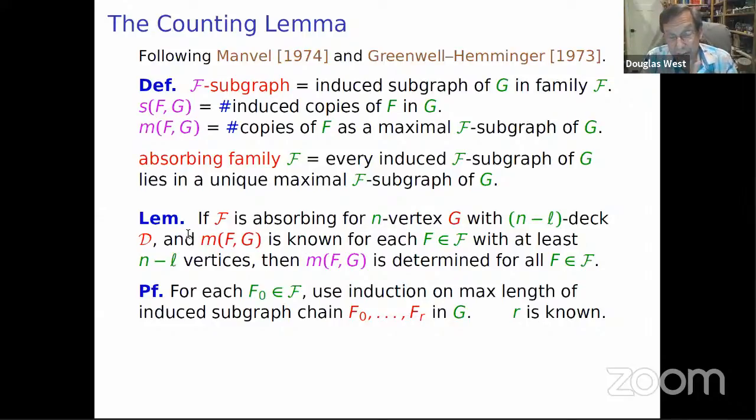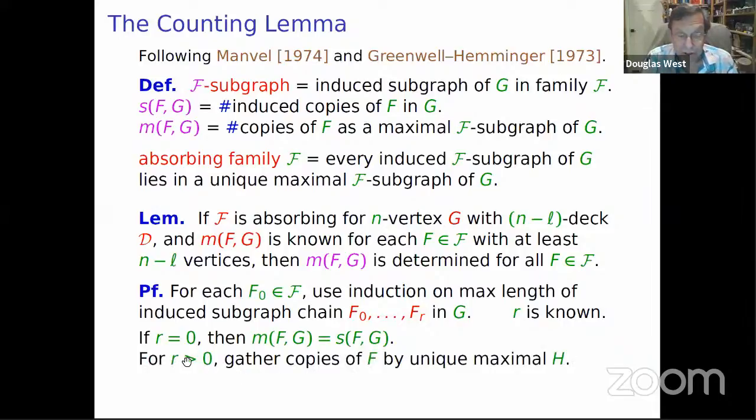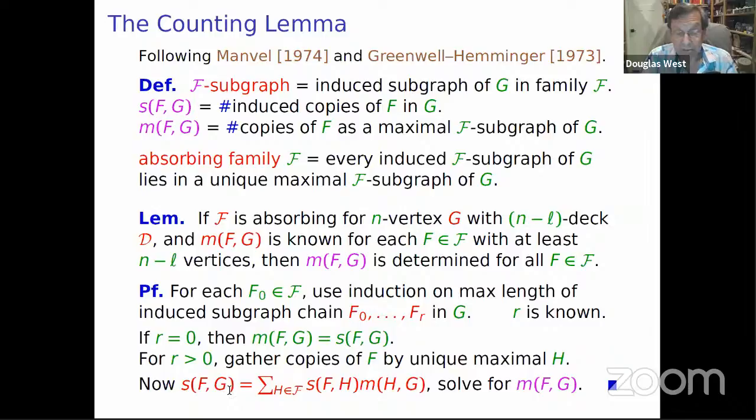Because we know the number of maximal copies of all the big ones and smaller ones, we know just by looking at the deck the value of R for each subgraph of F. So when R is zero, well, then every copy of F in G is a maximal copy of F in G among the family. And for larger R, we just gather together the copies in G of this particular subgraph F according to the unique maximal H in the family that contains this particular copy of F. So as I said, that's what it means to be an absorbing family. So when you do that, you say, okay, let's count all the subgraphs of G isomorphic to F. Well, they're just grouped by which H is the maximal F subgraph containing this particular copy. When we have a particular H, there are this many copies of F in it, and we have this many occurrences of H as a maximal F subgraph.